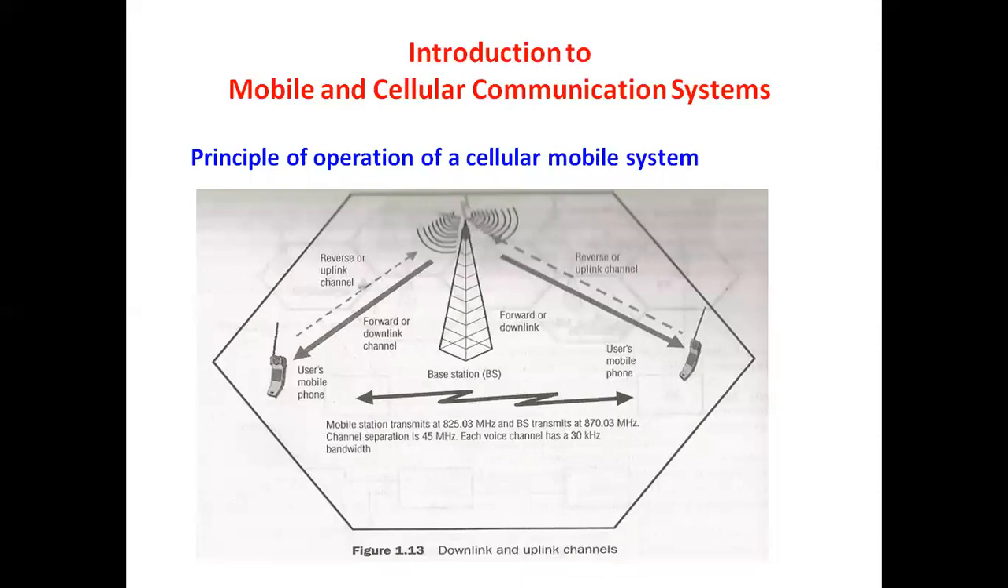When a base station is considered and mobile devices are connected to it, the mobile devices can have two channels with the base station: uplink channel and downlink channel. Uplink channel is also called the reverse channel. Downlink channel is also called the forward channel. Mobile station transmits at 825.03 MHz and base station transmits at 870.03 MHz. Channel separation is 45 MHz and each voice channel has a 30 kHz bandwidth.